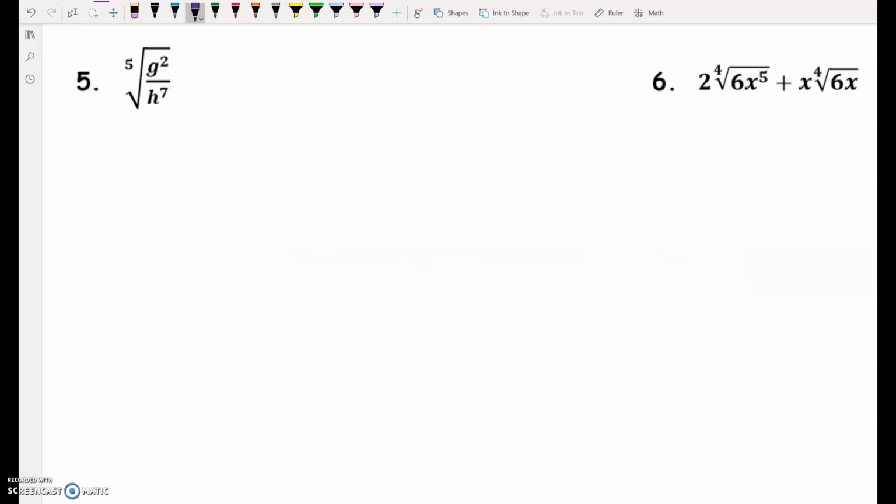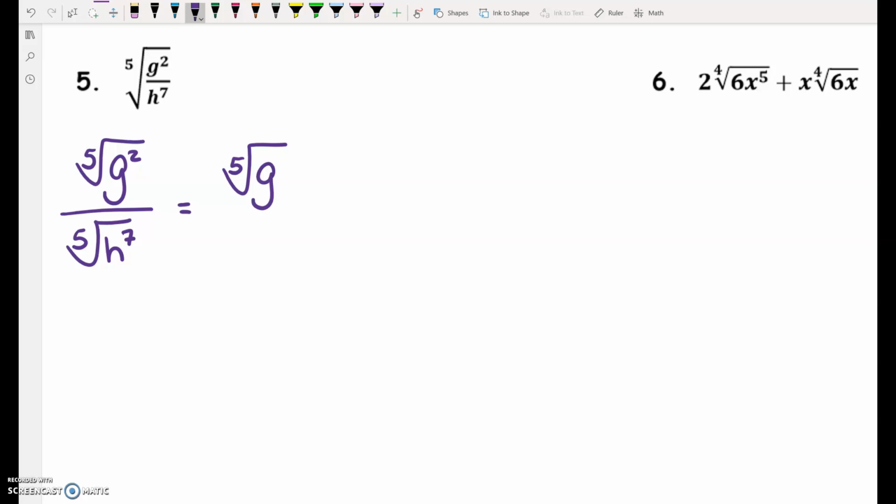In number 5, we start by splitting this into the 5th root of g squared over the 5th root of h to the 7th. Simplify the top if you can, simplify the bottom if you can. On the top, how many groups of 5 are in 2? None. Those are going to stay stuck under the radical. On the bottom, how many groups of 5 are in 7? 1. So we have h, and then we have the 5th root of h squared.